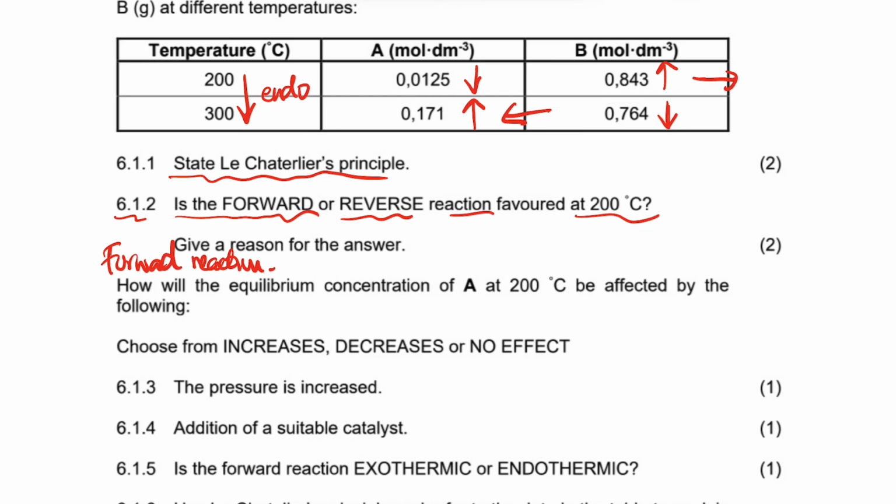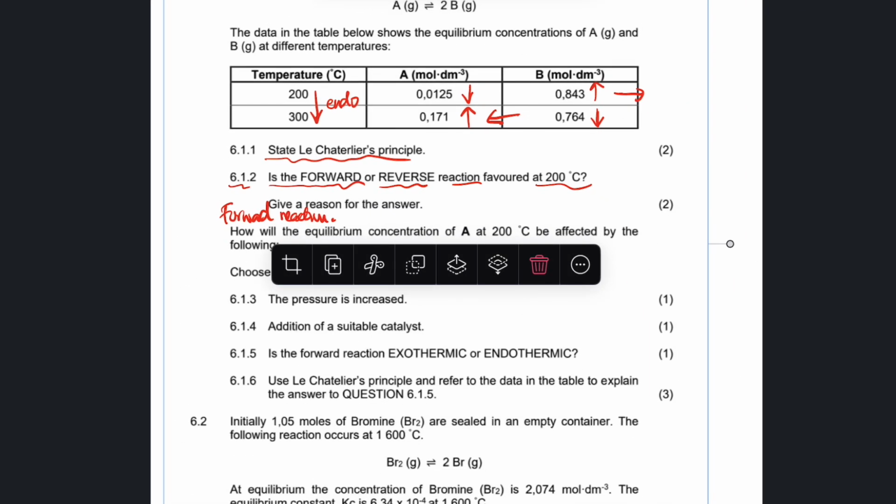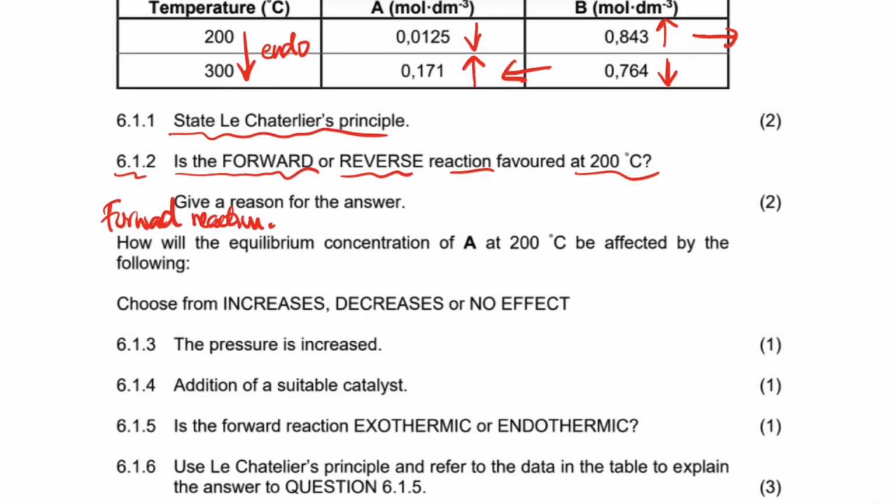And then it says give reason for your answer. Your reason for your answer is that the concentration of B is higher. If you look at the concentration of B, it is higher than the concentration of A. So you can say the concentration of the product is greater than the concentration of the reactant.